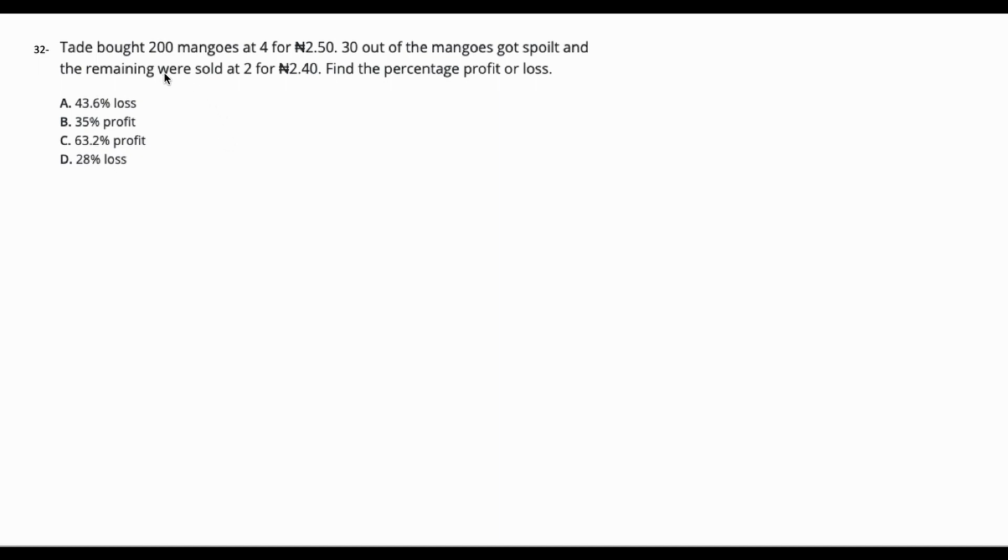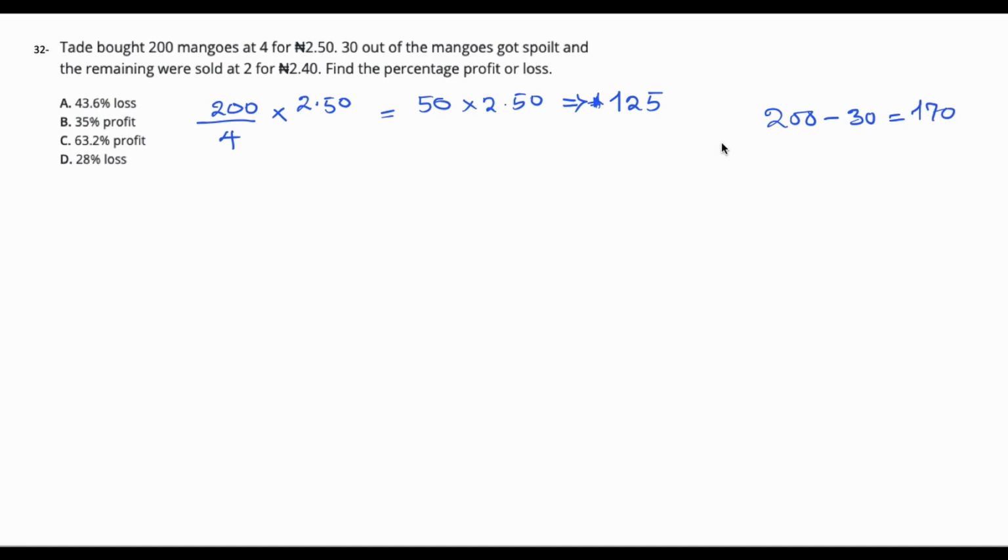And we're told that he bought 200 mangoes, but he bought them in bunches of 4. And for each bunch of 4, he paid 2 naira 50 kobo. So this is 50 times 2 naira 50 kobo, and this is equal to 125 naira. And then out of this 200, we're told that 30 got spoiled. So if 30 got spoiled, what's left is 170.